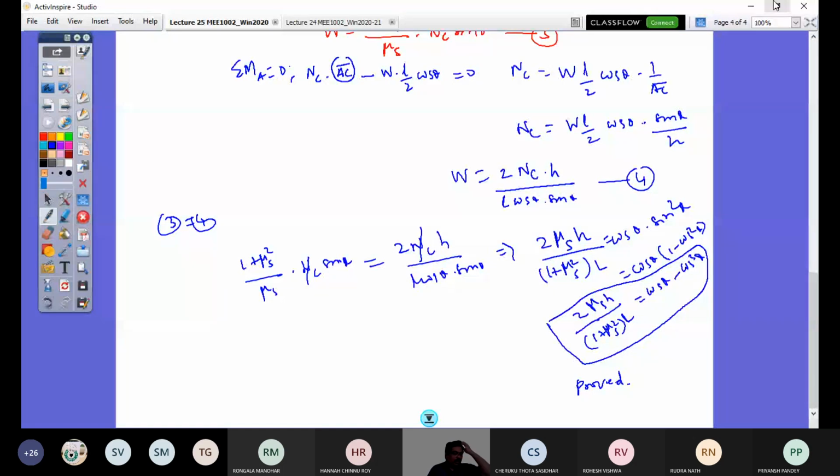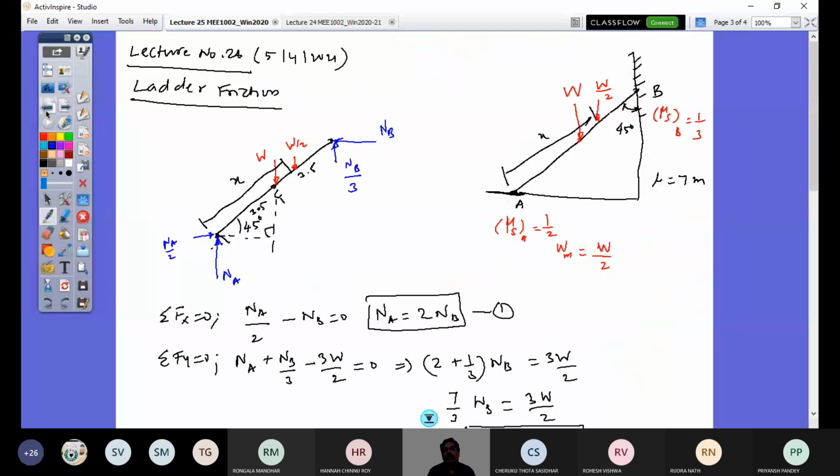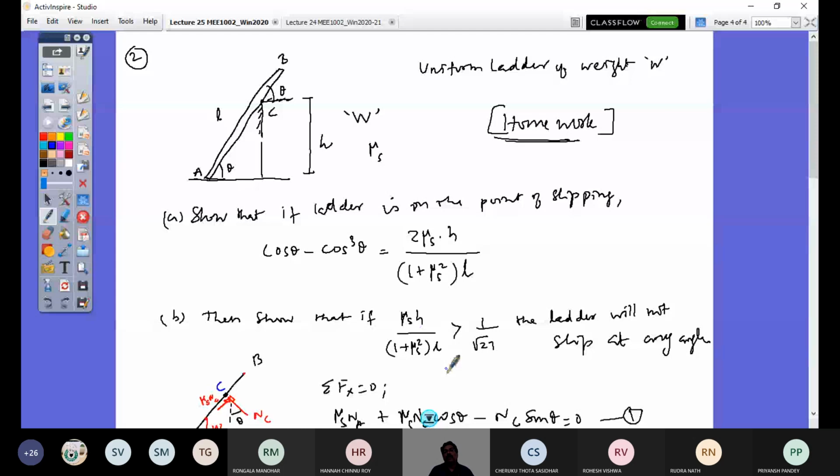Now you go for the second problem. For the value of half the value on the left hand side, is it less than or greater? What was the given condition? This we did, and this is the second problem. So if you have mu s h by 1 plus mu s squared within bracket into L greater than 1 by root 27, for any angle theta the ladder will not slip. That part B I leave as homework for you to work on.